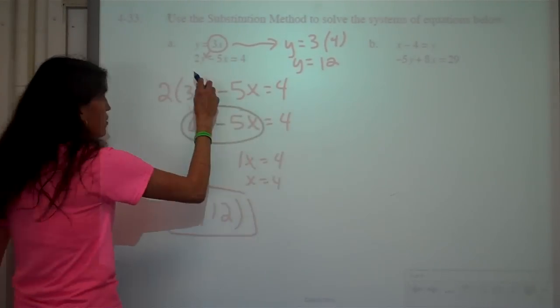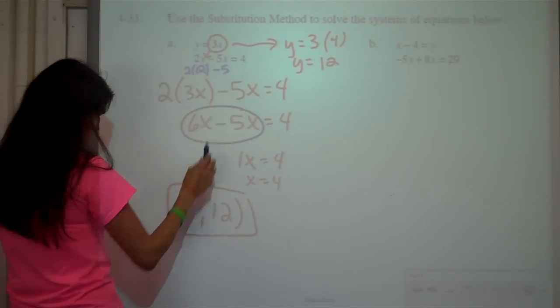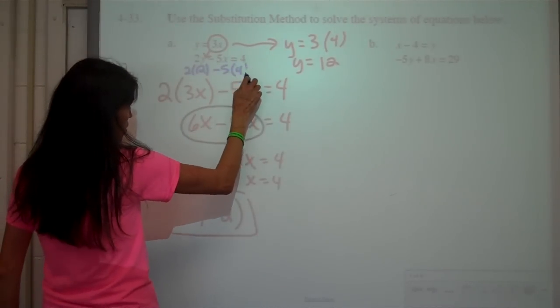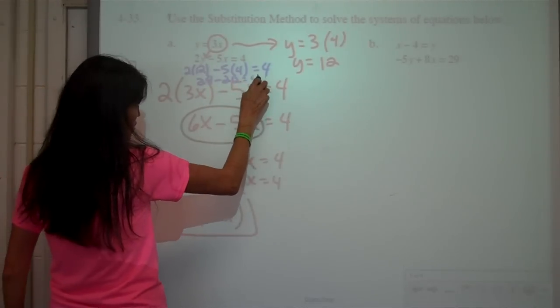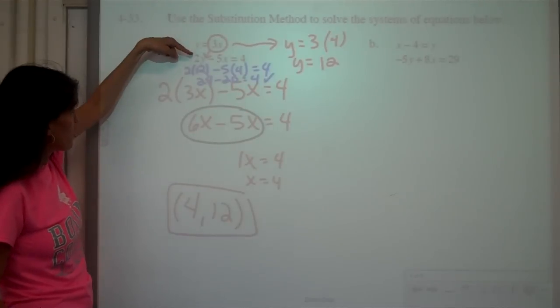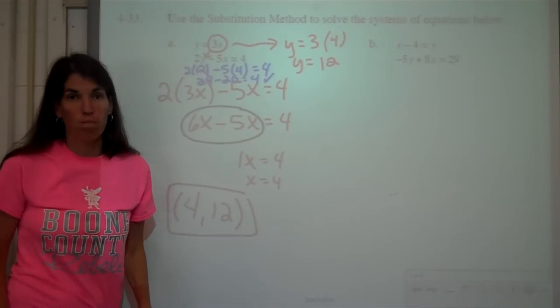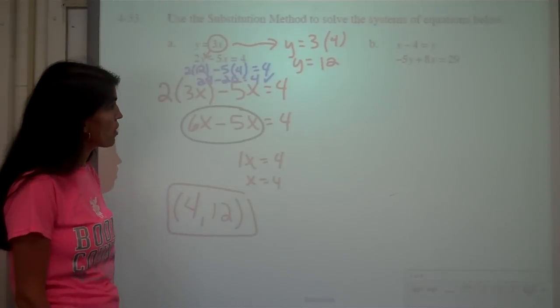If y is 12, 2 times 12 is, I'll show you. x is 4. This would be 24 minus 20, that's 4. If I were to graph this equation and this equation, guess where they would intersect? 4, 12. If you want me to show you that tomorrow, I'll show you that tomorrow.